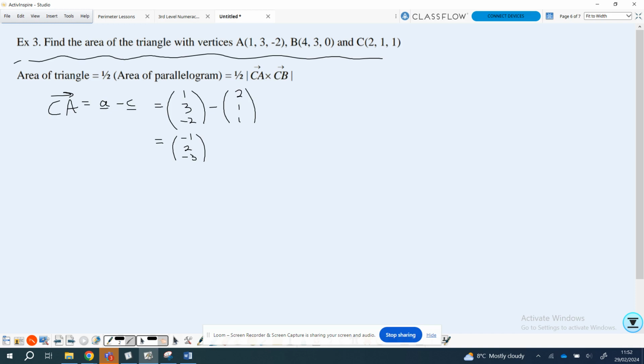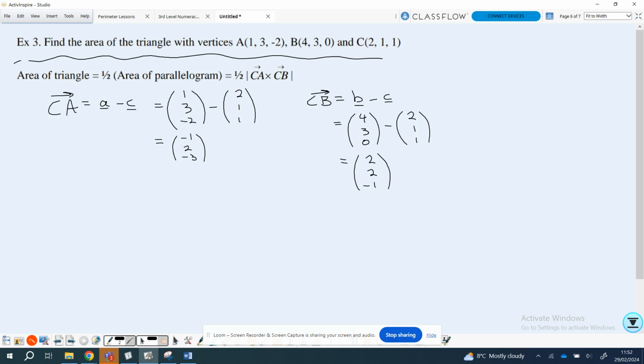Okay, I'm then going to go and work out what C to B is. So that'll be B minus C. So B would be 4, 3, 0. And C would be 2, 1, 1. And that should give me an answer of 2, 2, negative 1. Okay, so I've worked out my two vectors that are going to be the vectors that take me along the edges of my shape here. Okay, starting from the point C.